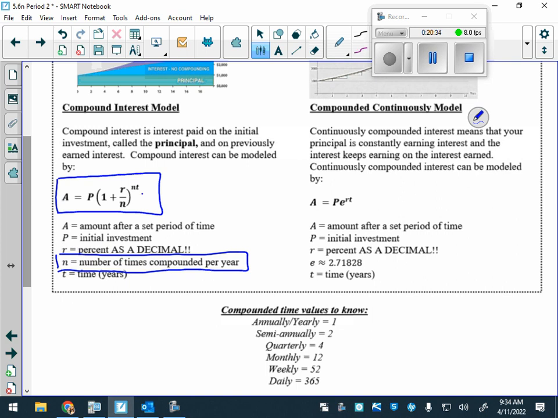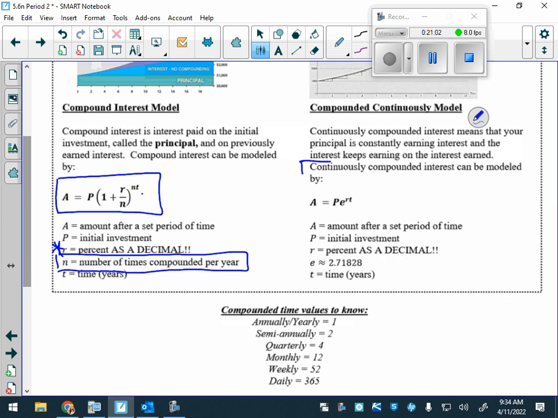Compound interest is a growth model, so that's why we have 1 plus r over n. Your rate is still written as a decimal, okay, no matter what. But n is in 2 places, okay? Then if you have the compounded continuously model, you're constantly earning interest, and the interest keeps earning on interest, and it keeps happening, okay?